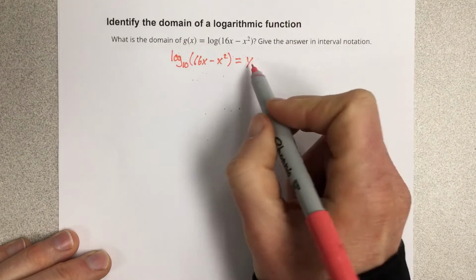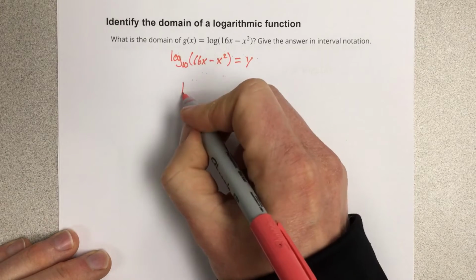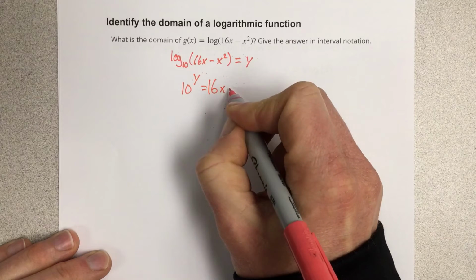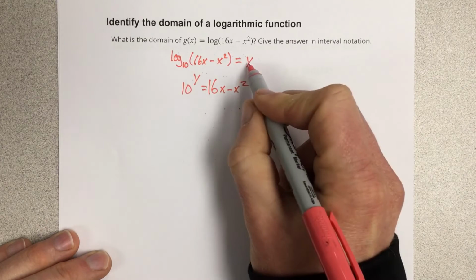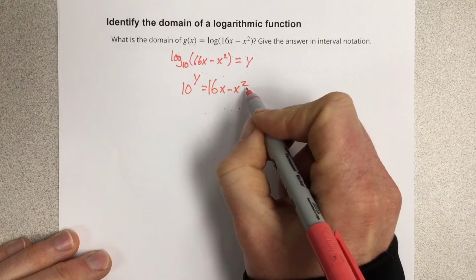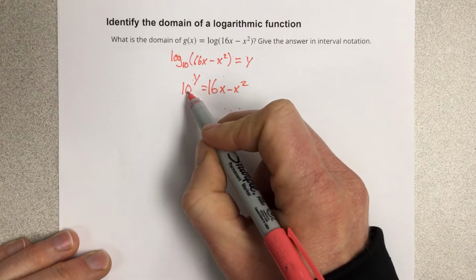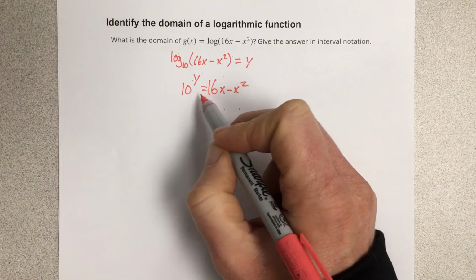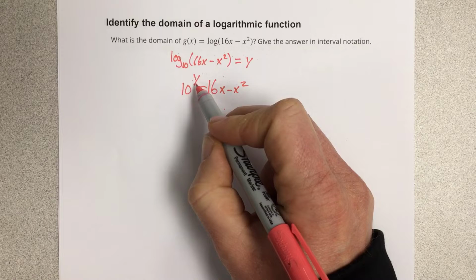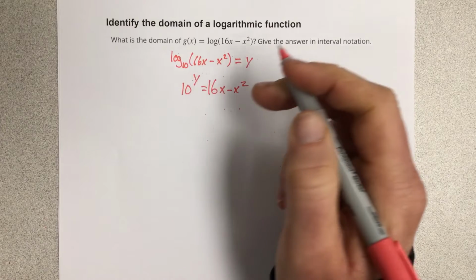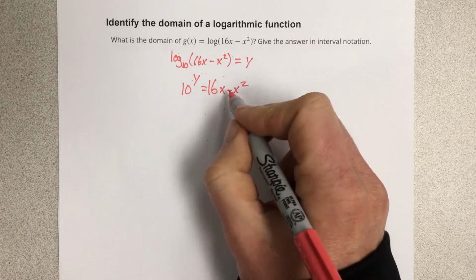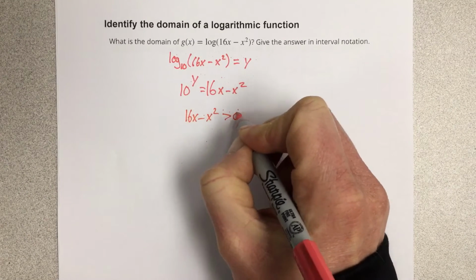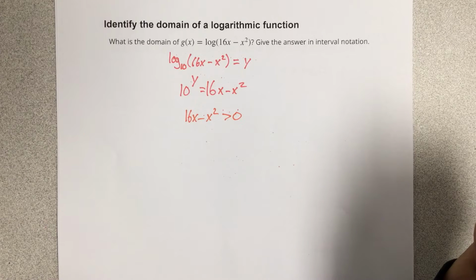so I'm replacing g of x with y, and I'm going to write this as an exponential, I would notice that 10 to the y power is equal to 16x minus x squared. I would notice that 10 to any power never gives me a negative in here, so I'll never get a negative. And then 10 to this y power will never give me 0. So I'll never get 0 in here. So I just need to write 16x minus x squared greater than 0 to start finding this domain.